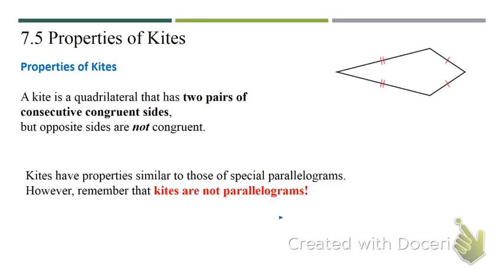Okay, properties of kites. A kite is a quadrilateral that has two pairs of consecutive congruent sides, but opposite sides are not congruent. Kites have properties similar to those of special parallelograms. However, remember that a kite is not a parallelogram. No parallel sides, so it's not a parallelogram.